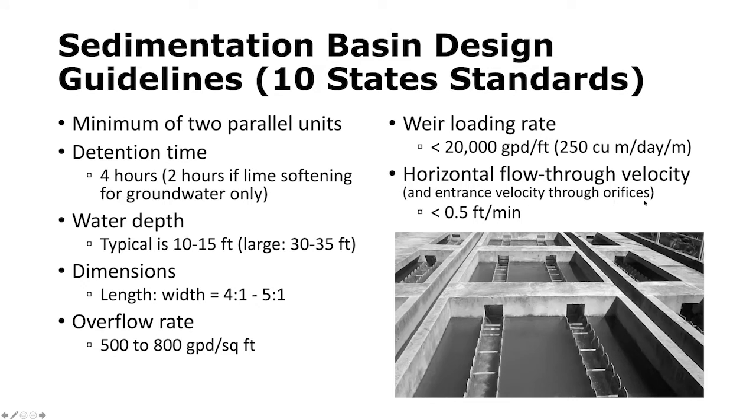Weir loading rates shouldn't exceed 20,000 gallons per day per foot, and horizontal flow through velocities and the entrance velocity through any orifices, for example, the orifices used to disperse the flow at the inlet, should always be below 0.5 feet per minute. And the purpose there, just like with the design guidelines for flocculation basins, is that we want to make sure that the flow through velocity does not exceed this threshold, which could break apart the flocks into smaller pieces that might be harder to remove via settling.